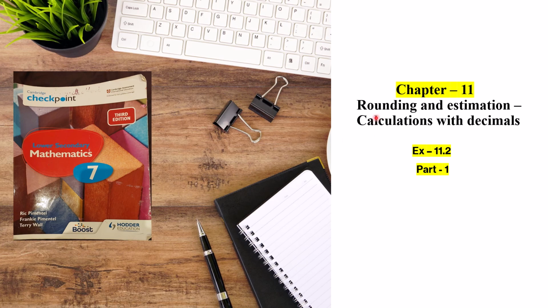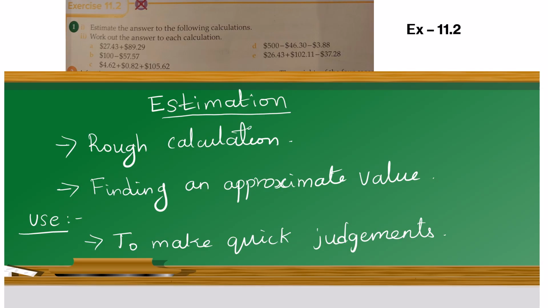Today's topic is rounding and estimation calculations with decimals. Let's do exercise 11.2 part 1. Estimation. What is an estimation? Estimation is a rough calculation rather than finding an exact answer. Okay, so here we are finding an approximate value only.